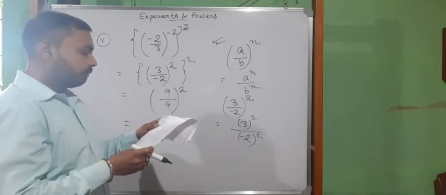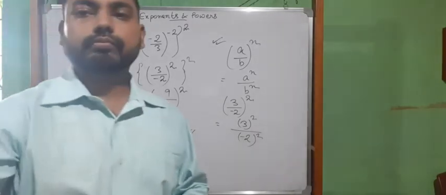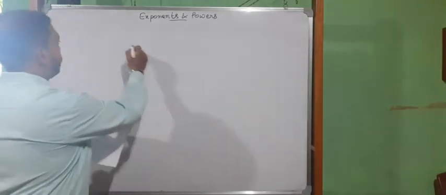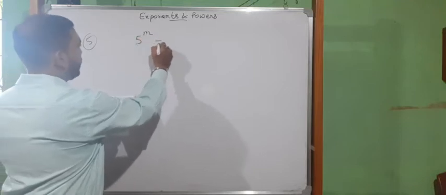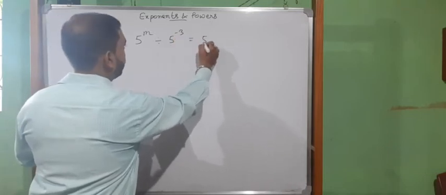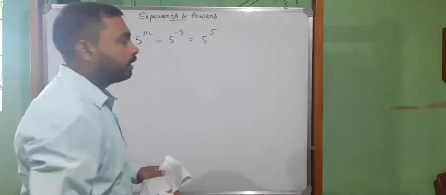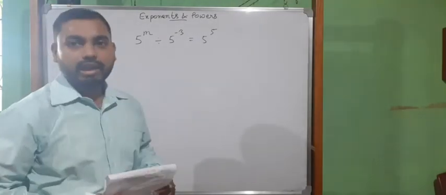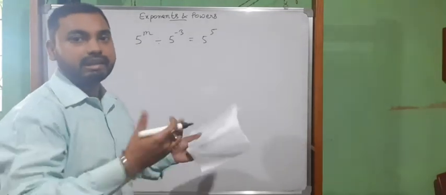Now let me solve question number 5. So in question number 5, find the value of m for which 5 to the power m divided by 5 raised to the power minus 3 equal to 5 raised to the power 5. Okay. Now as you can see the bases are same and in between divide sign is there, so that means the exponent, whatever exponent we see, we have to minus that exponent.